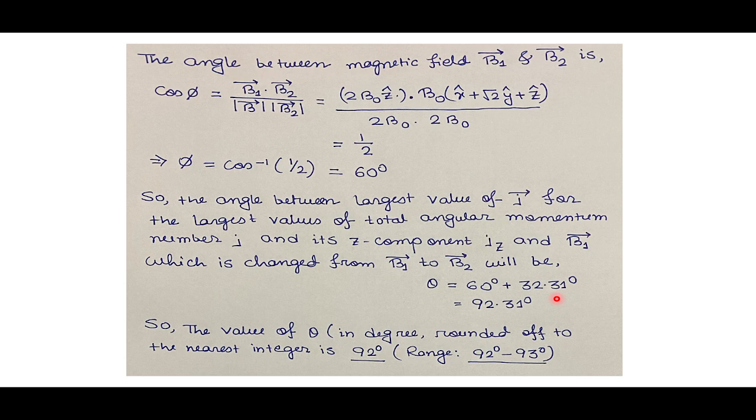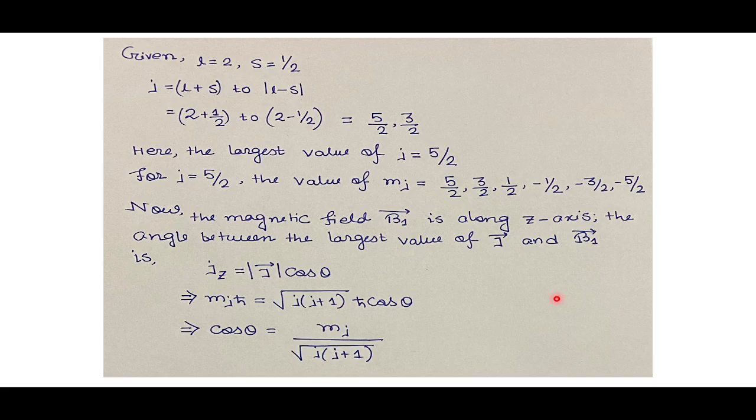Sir, in the cos theta part, you took mj as 5 by 2. Yes, that's from that equation. Because here we first found the possible values of j. In the question it is given that you have to choose the maximum or largest possible value of j as well as the largest possible value of jz. So the largest possible value of j here is 5 by 2, that we found. And we know this is the total angular momentum.